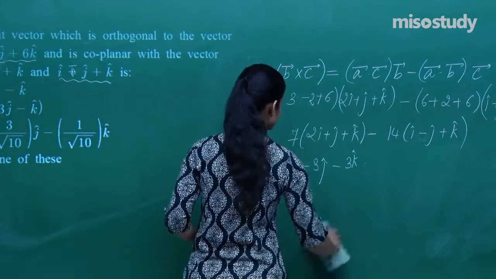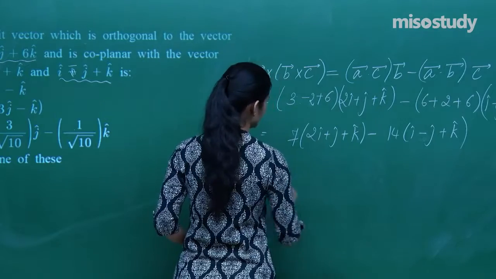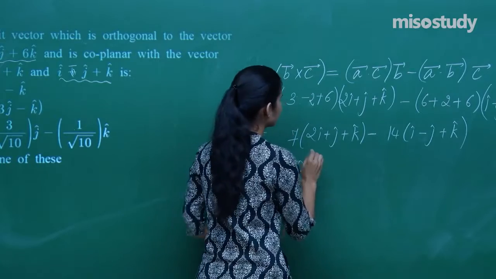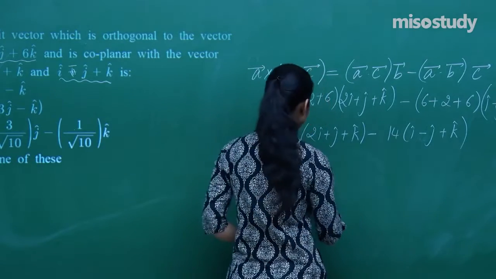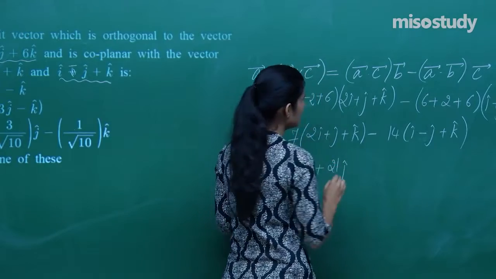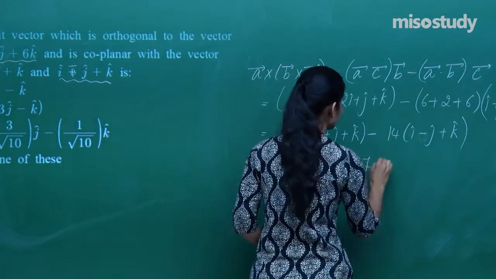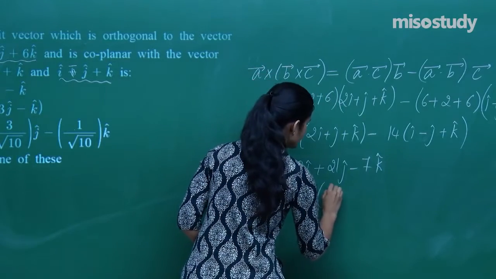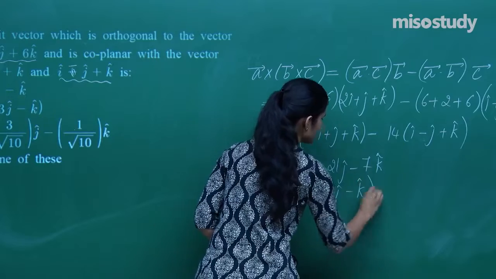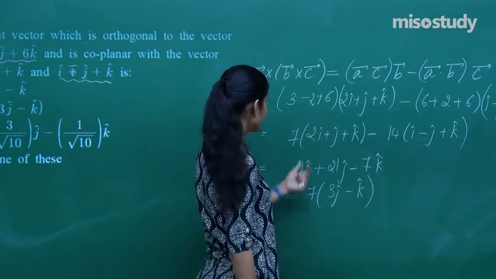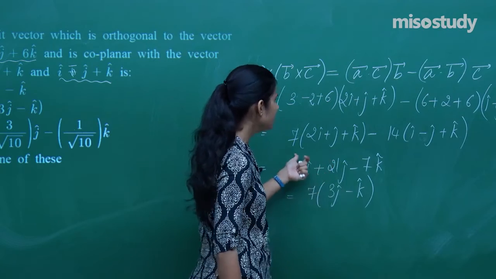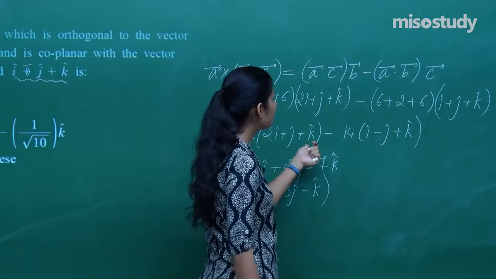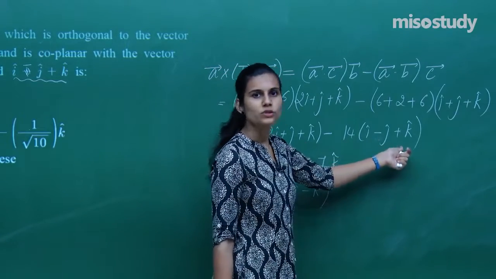So you get what? Let's see. You actually get 14 minus 14, that is 0 i cap, 7 plus 14, that is 21 j cap, 7 minus 14, which is minus 7 k cap. So from here you can obviously take out 7 common and you get 3j cap minus k cap, because it is 7 into 1, that is 7, plus 14 into 1, which is 21, then it is 7 into 1 minus 14 into 1, which is minus 7.